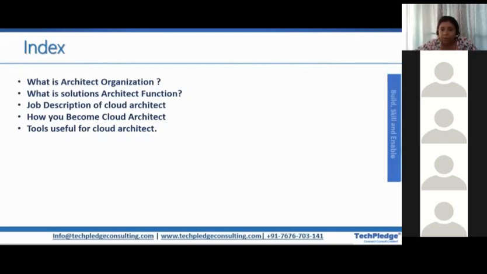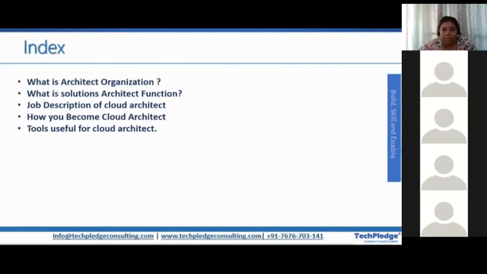So in the middle of this session, if you have any question, please feel free to ping me on this chat window. Can you see the chat window over there? Yeah. Great.